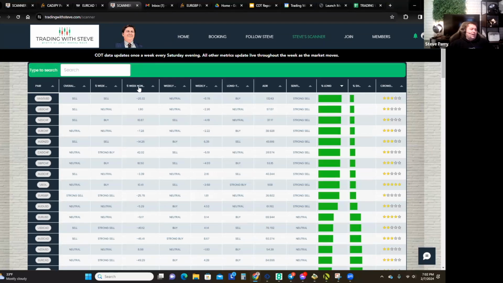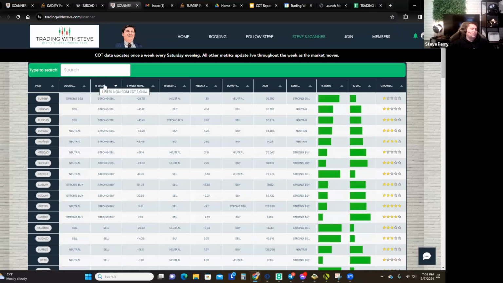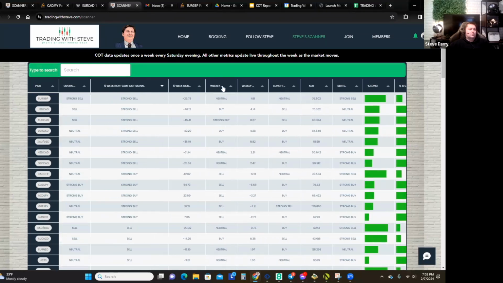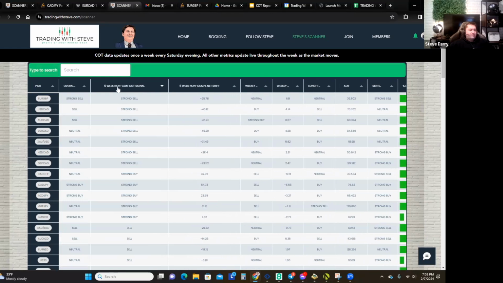As you guys know, we added this 5-week shift to the scanner, and it's awesome. You've got two columns here. The first column, you can hover over it. In fact, I'll make them bigger right here, because we're just going to talk about these two columns. It's the 5-week non-commercial COT signal and the 5-week non-commercial percent net shift. This is very similar to the commercial shift that we already look at on a week-to-week basis. The difference is that this only looks at the non-commercial data, which is important because the non-commercial is your large specs.